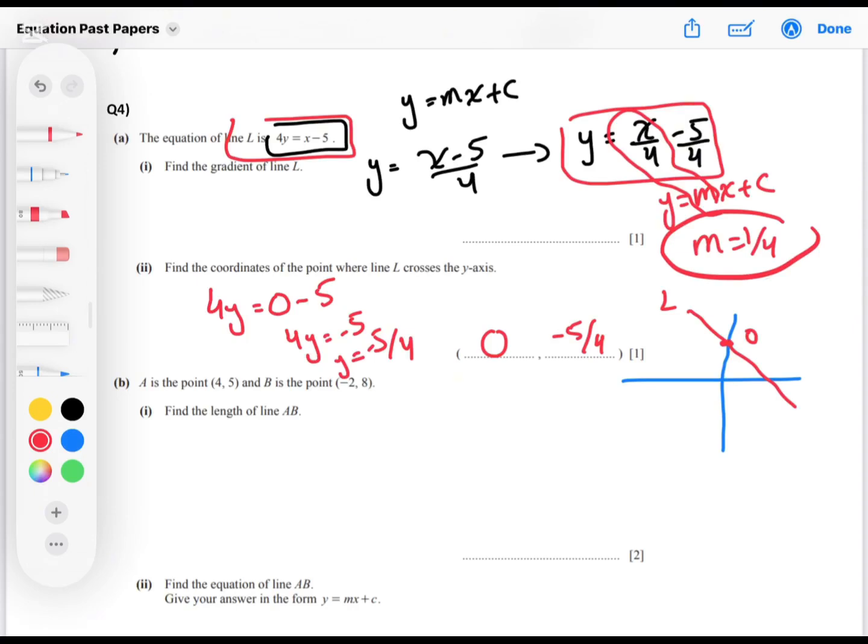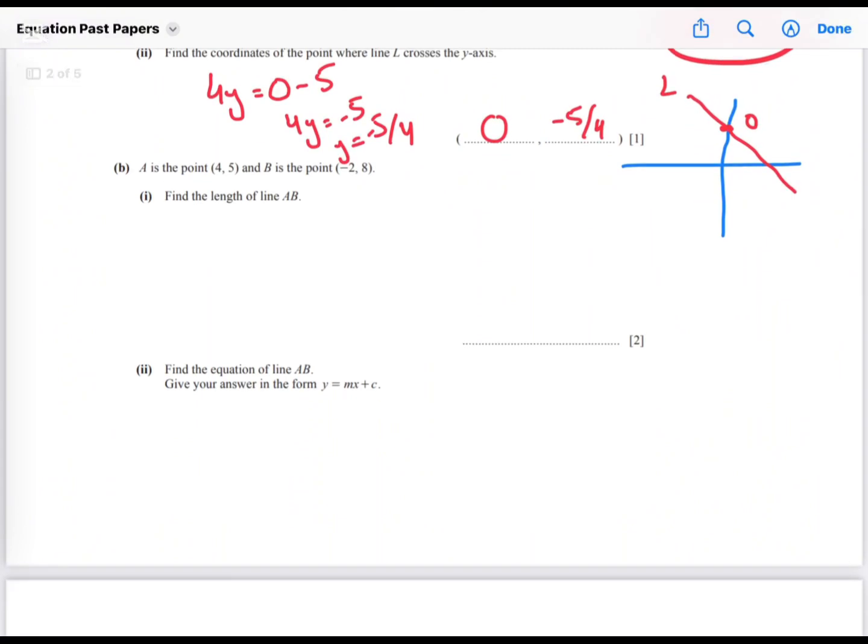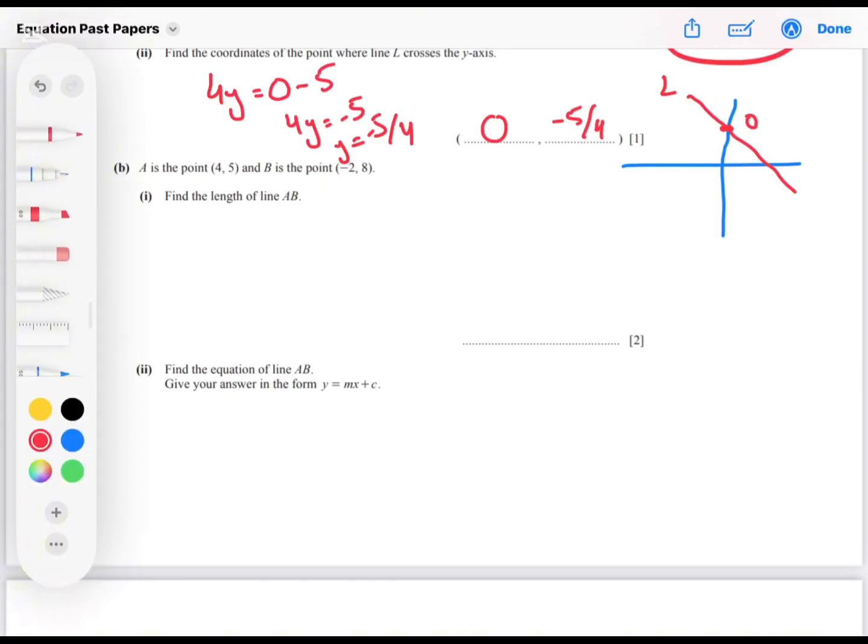I hope there is no confusion in this question. Very simple question. Now moving towards the next question: A is the point 4, 5, B is the point minus 2, 8. Find the length. We already did how to find the length: the square root of x2 minus x1 whole square plus y2 minus y1 whole square.